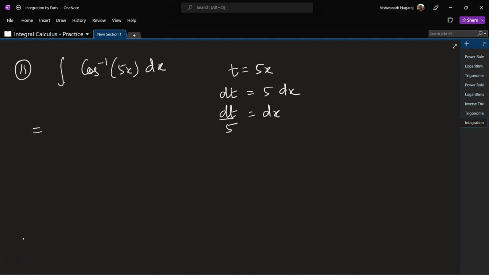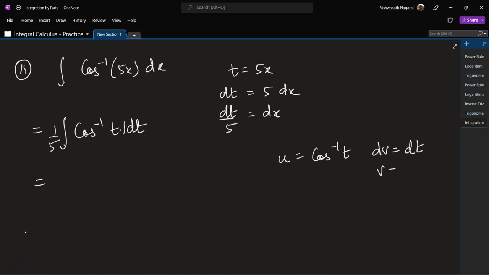Okay, so if we do the substitution, we get cos inverse of t dt, and 1 by 5 we can take out. So this is what we end up with. And now let's do integration by parts. So we have times 1. What we'll do is we will take u is equal to cos inverse of t and dv is equal to dt. If we integrate this, we get v is equal to t.